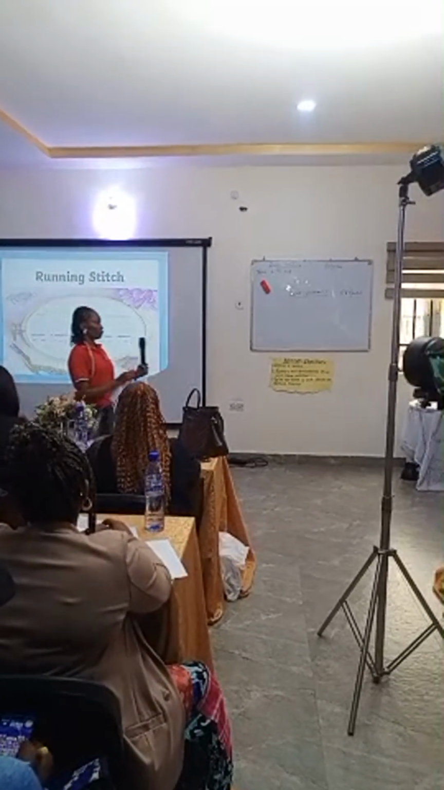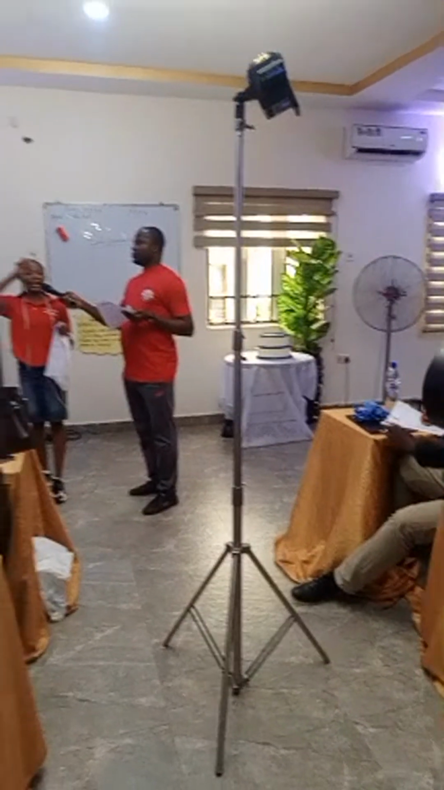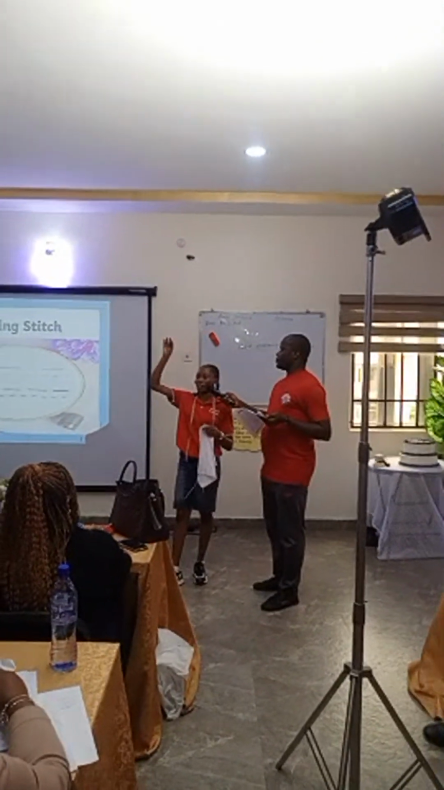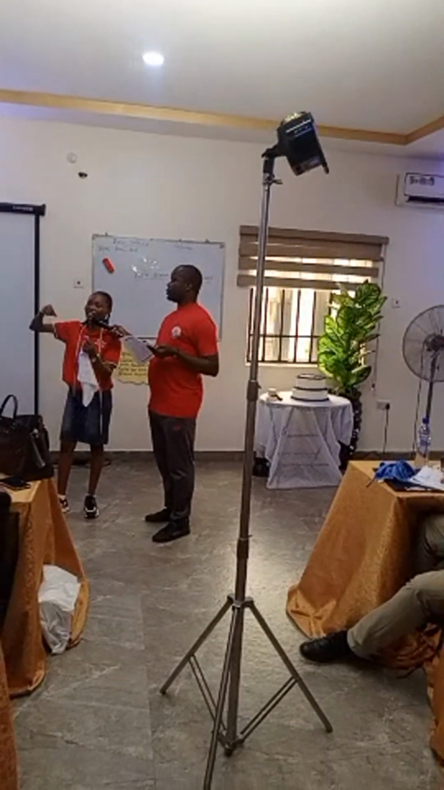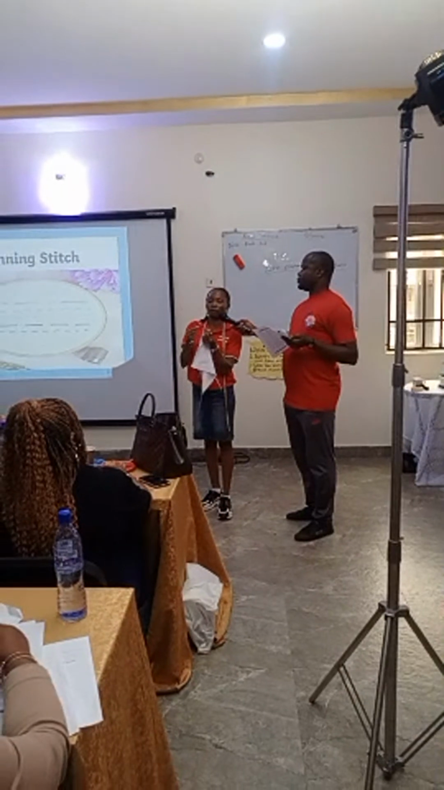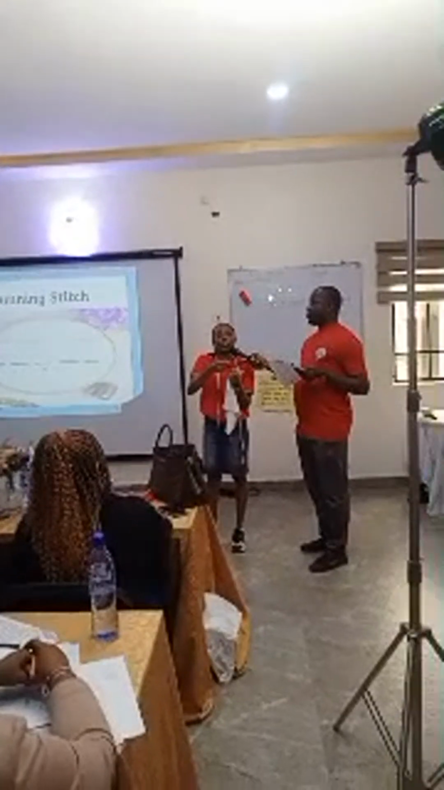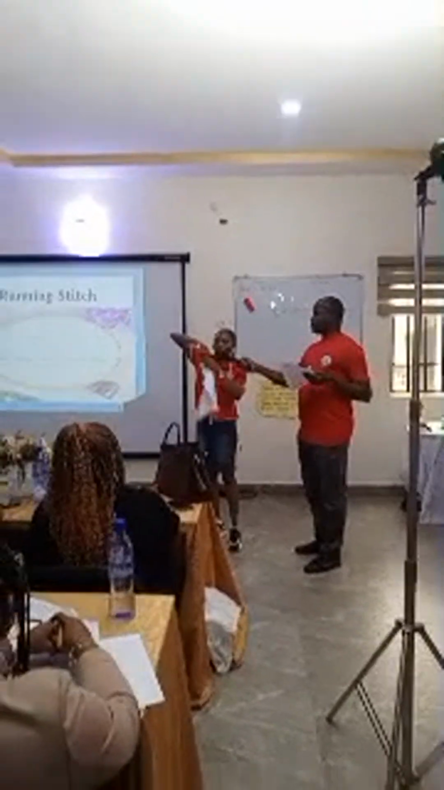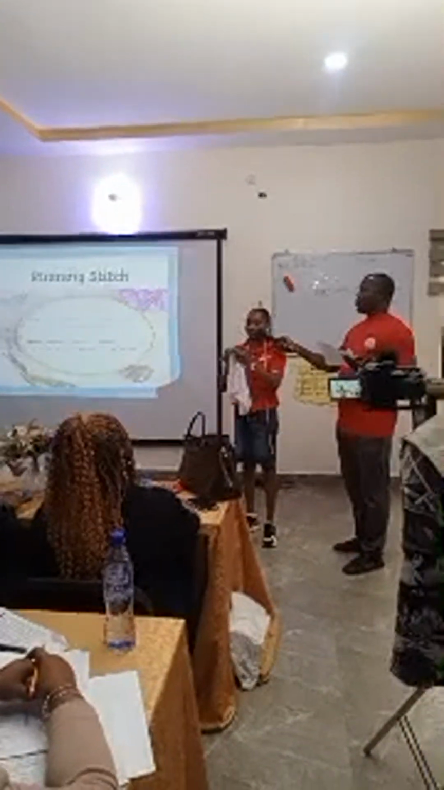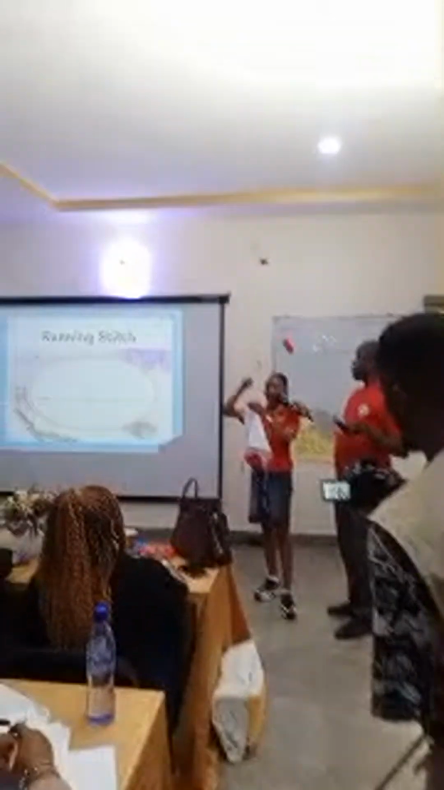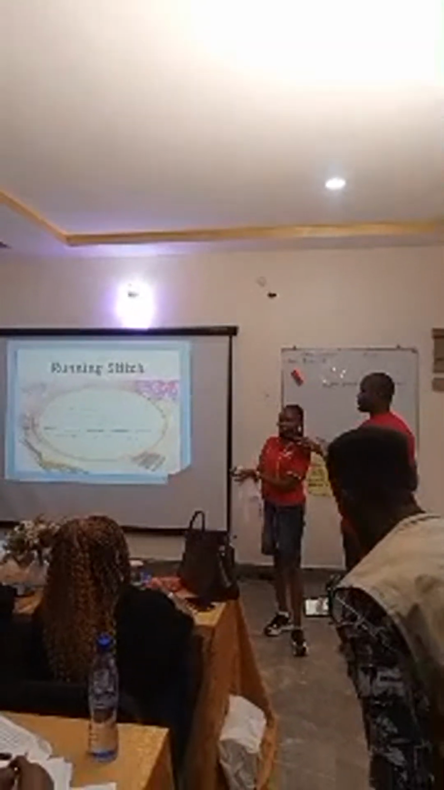We are going to start with the running stitch, okay? So look at what I'm doing. My students will do that too. You do it with me, okay? So this is running stitch. You thread your needle. Put your thread in the hole of the needle. Then you tie the knot. Start like this. Can you see? Yes.